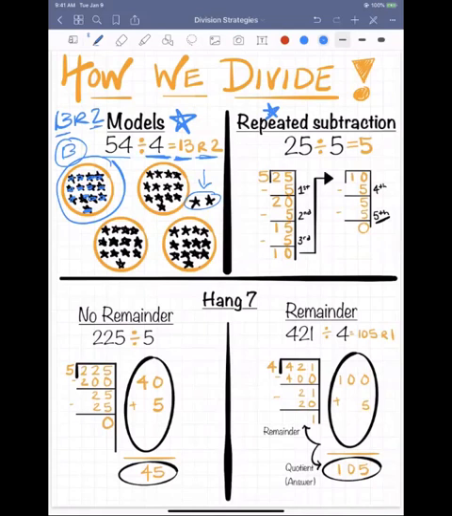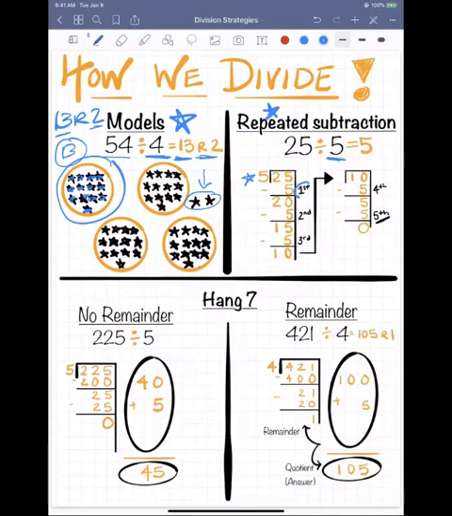Okay, the second way would be over here with repeated subtraction. This is when we look at our smaller number. In this problem, it's a 5. And we're going to subtract it over and over and over again until we get as small as we can get. So I start with 25 divided by 5.